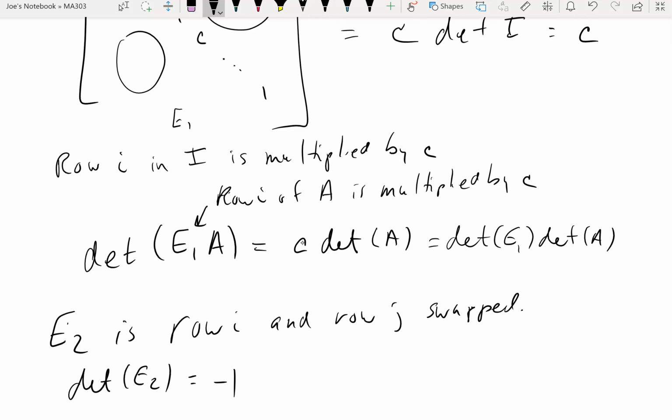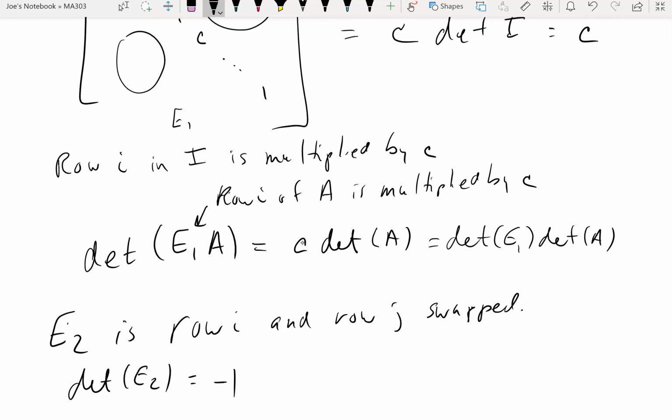So when I'm using the capital E, I'm referring to an elementary matrix. I didn't write it out explicitly in that sentence. When I write out row I and row J are swapped, I mean that you've taken the identity matrix and swapped row I and J. That make sense? Got it?